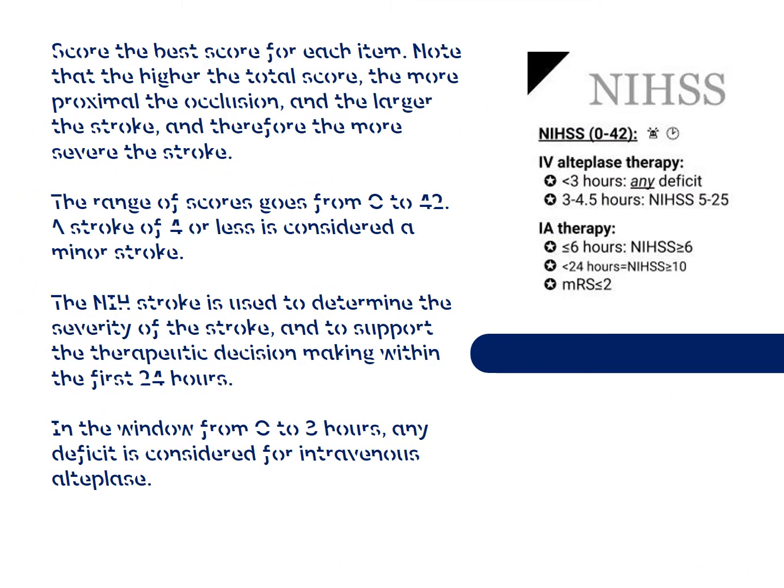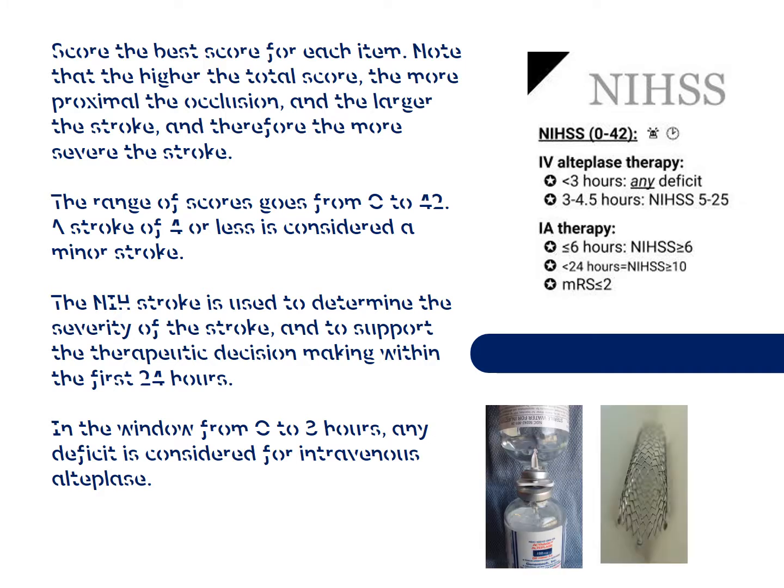Note that the higher the total score, the more proximal the occlusion, and the larger the stroke, and therefore the more severe the stroke. The range of scores goes from 0 to 42. A stroke of 4 or less is considered a minor stroke. The NIH stroke is used to determine the severity of the stroke, and to support the therapeutic decision-making within the first 24 hours.